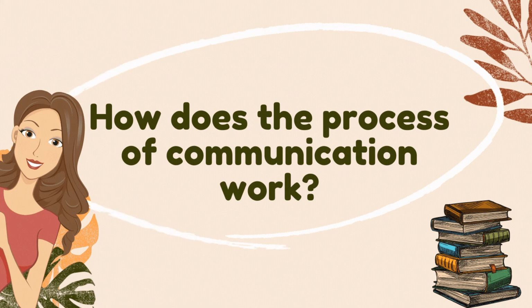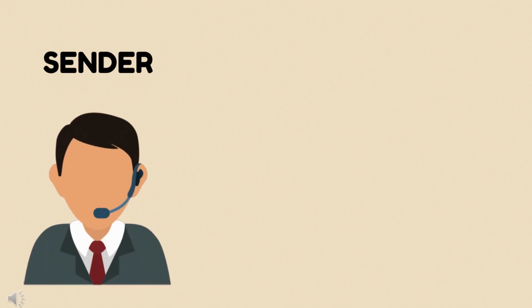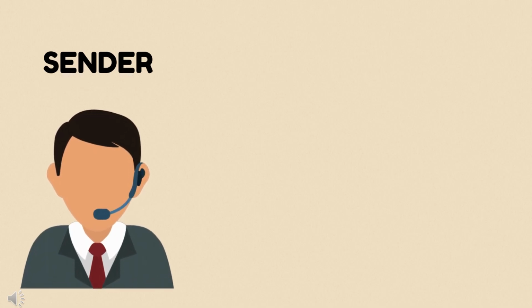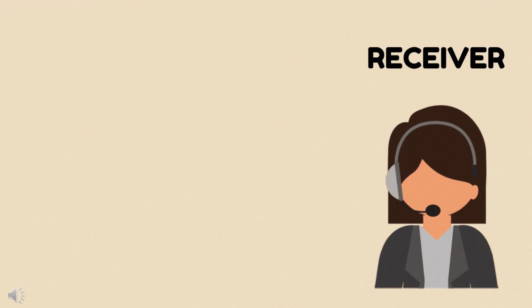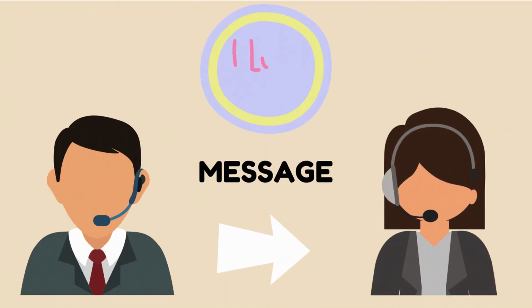How does the process of communication work? Now that we are able to distinguish among the different elements of communication, it is time for us to know how the process moves fluidly between each of these elements. The communication process starts with the sender who wants to share an information with the receiver. This information is the message.